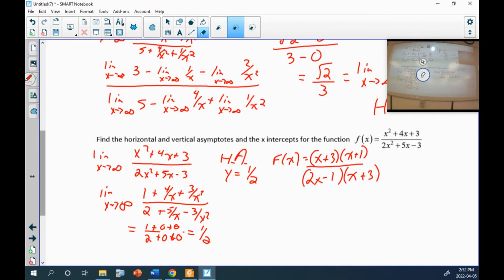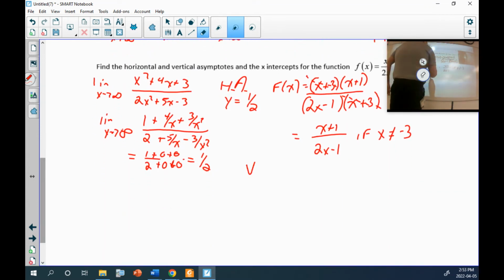Oh, we have one more thing too. Cross off x plus 3. Okay. Sorry. So we have reduced. How many vertical asymptotes do I have? How many factors do I have left on the bottom? How many vertical asymptotes do I have?